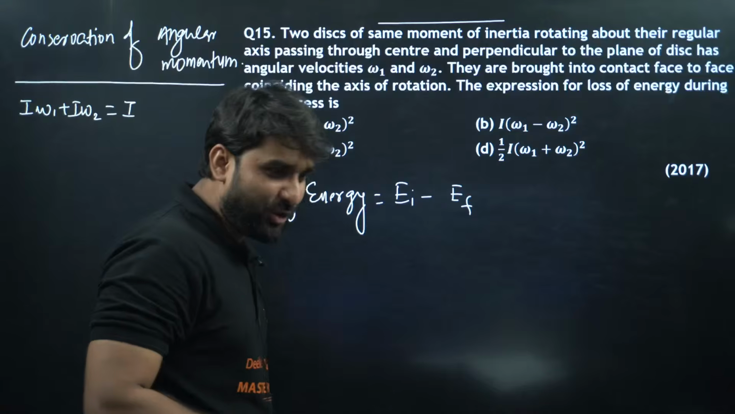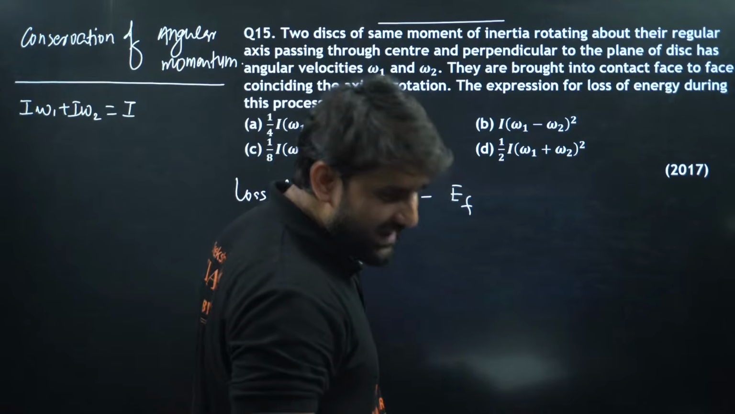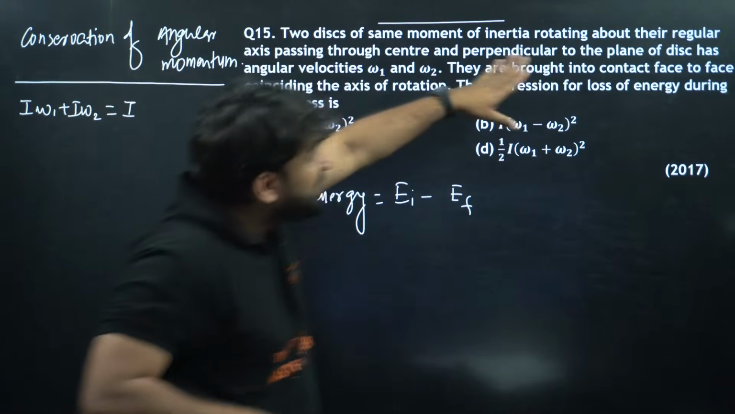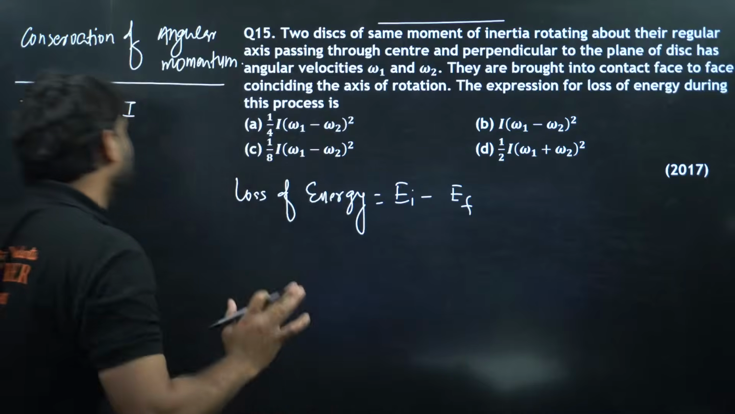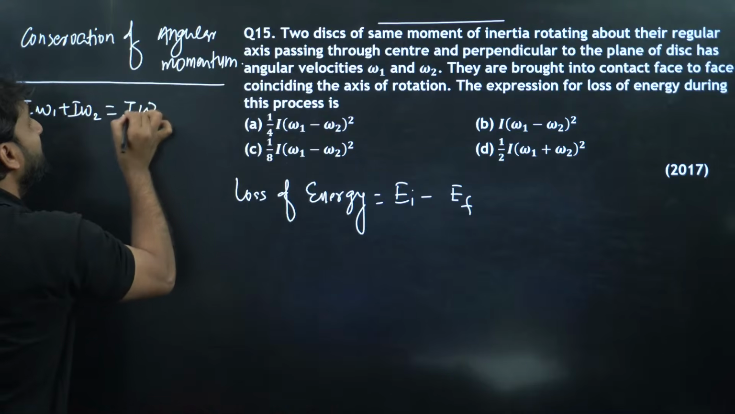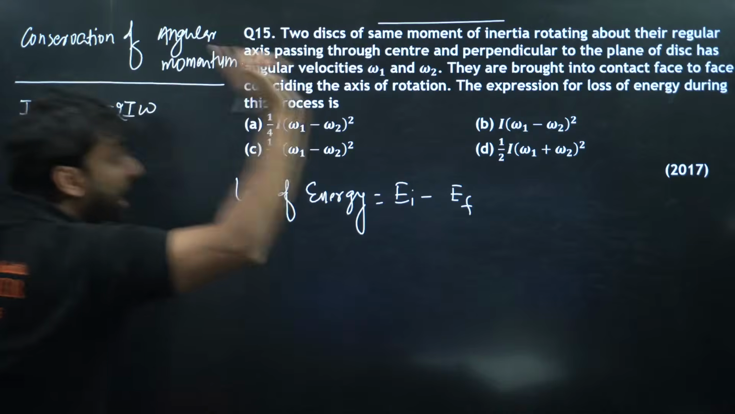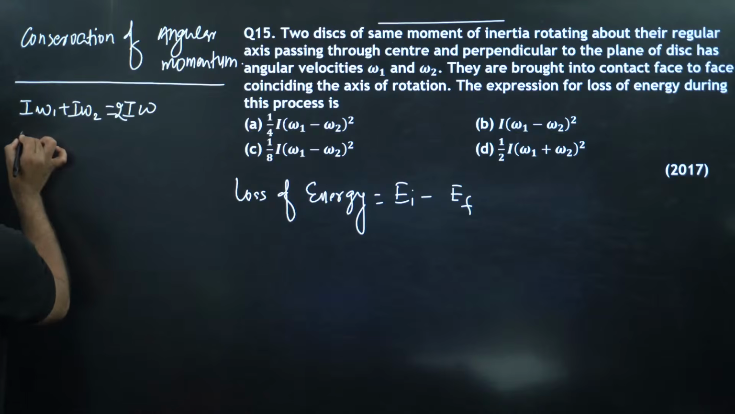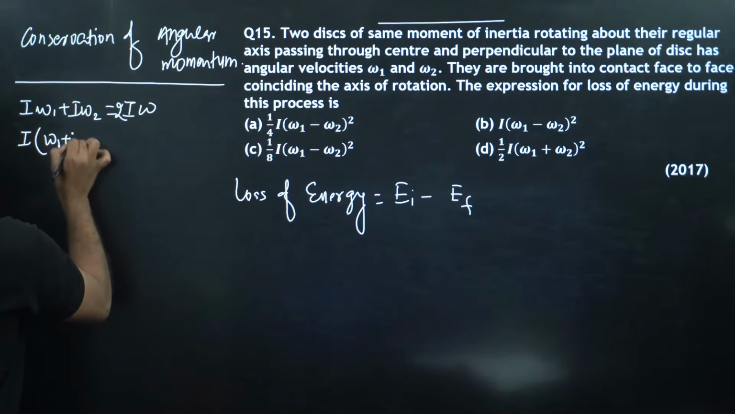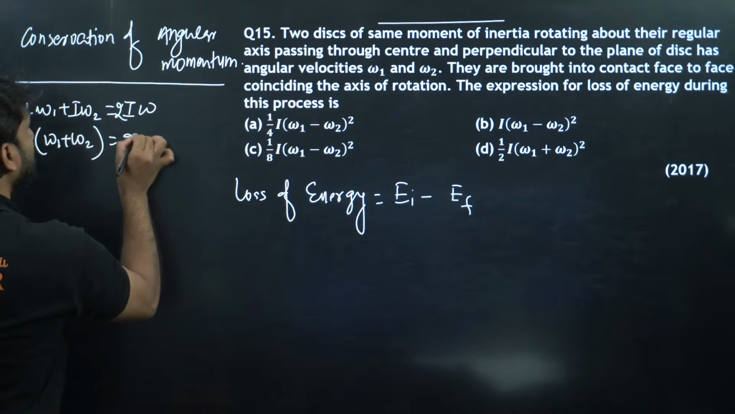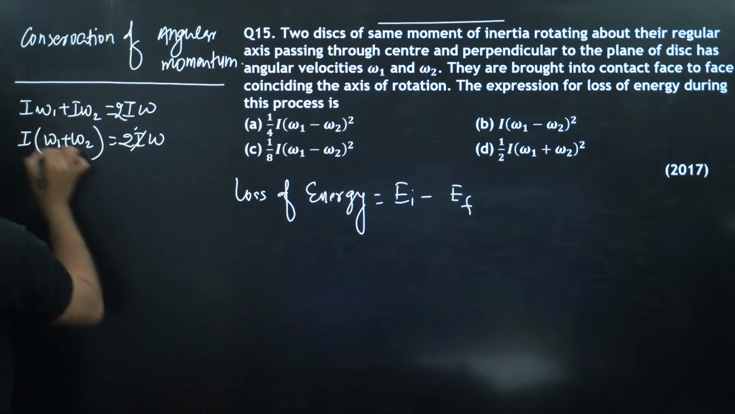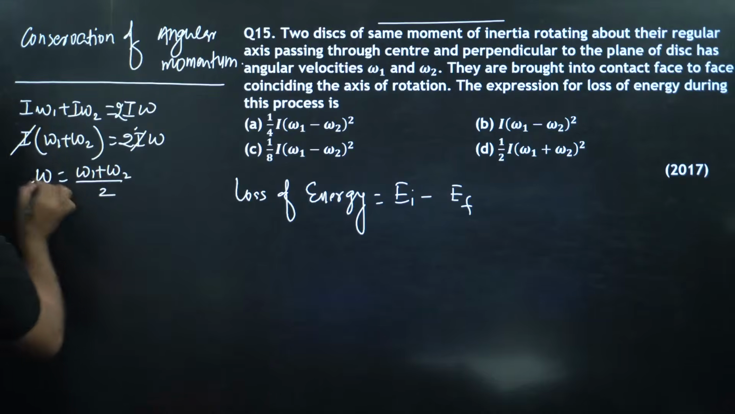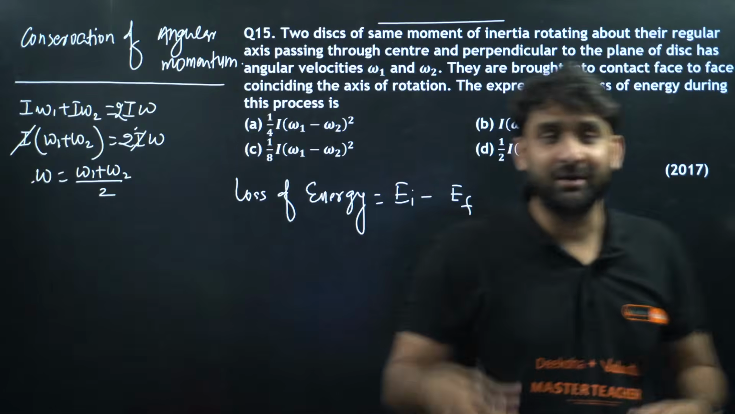Option D. Nima is saying option number D. Let's wait a little while. I'm solving here. So my dear champion, when you bring both the disks in contact with each other, the moment of inertia will be 2I and omega will remain the same, so 2I omega. Can we take I common here? So I times omega 1 plus omega 2 is equal to 2I omega. 2I will cancel, so omega will be equal to omega 1 plus omega 2 divided by 2. This is the final angular velocity after coming in contact with each other.